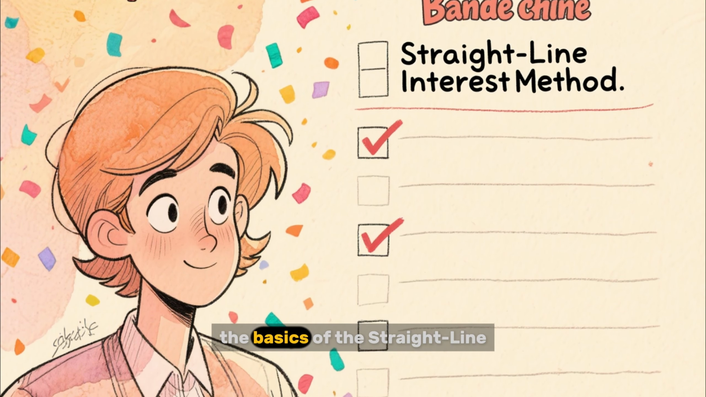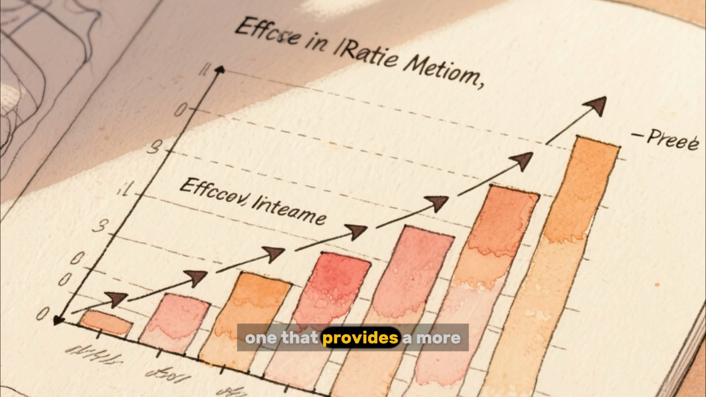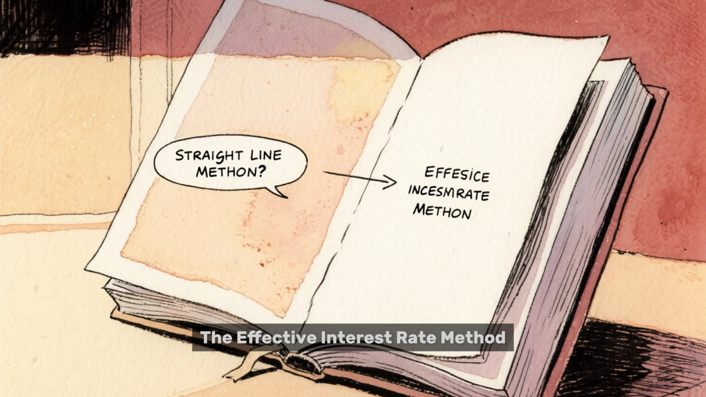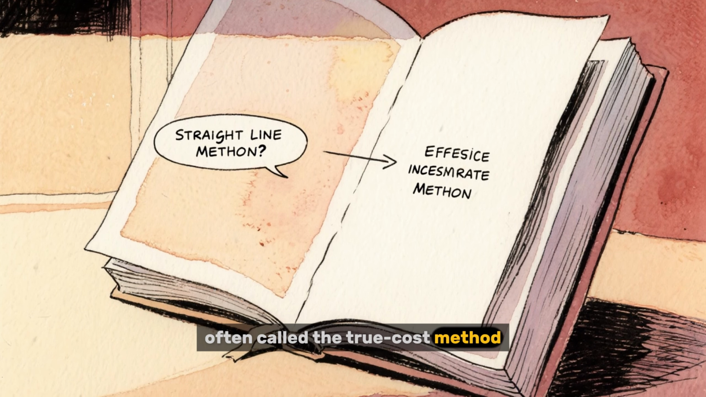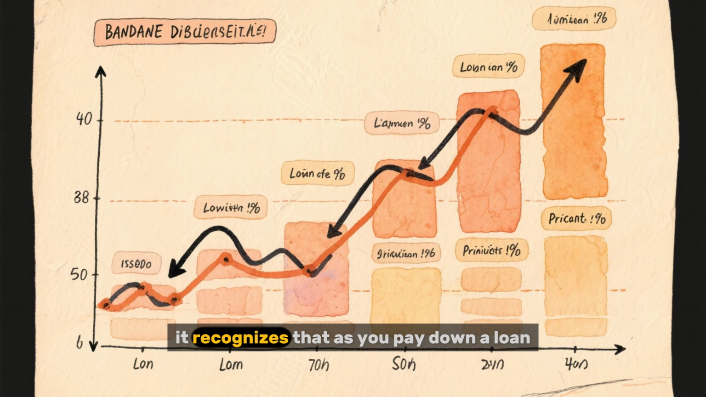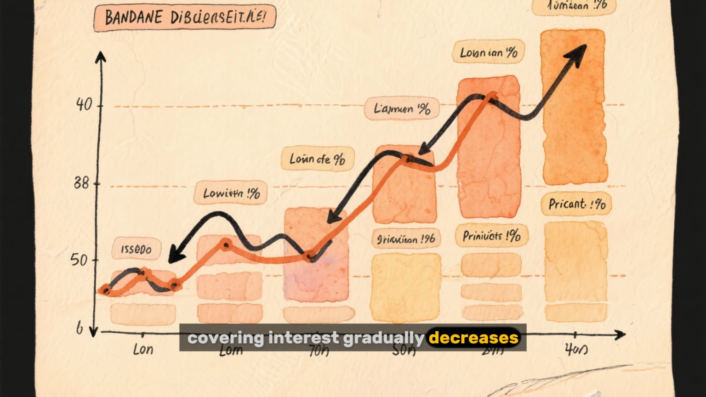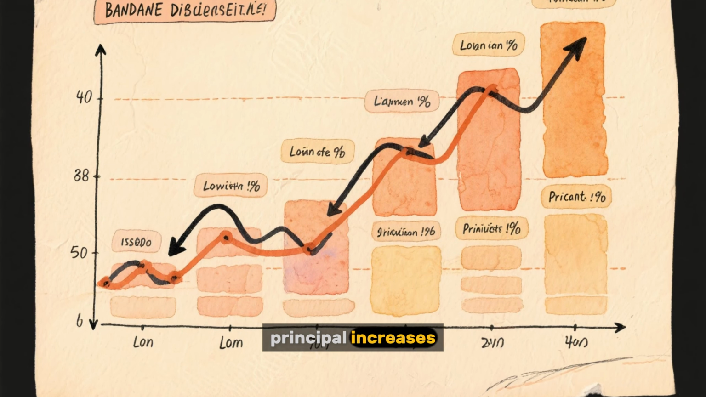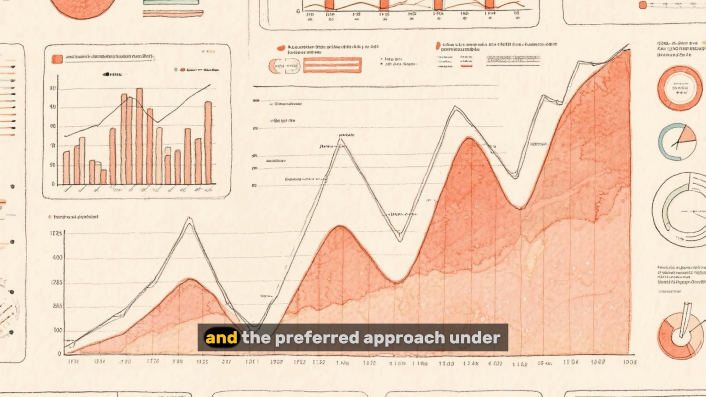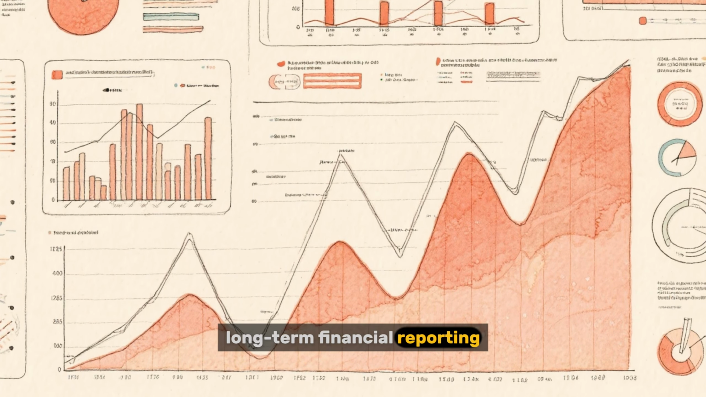And now that you've mastered the basics of the straight line interest method, we'll move on to the next technique, one that provides a more accurate picture of your true borrowing cost over time. The effective interest rate method, often called the true cost method. This approach goes deeper. It doesn't just spread interest evenly. It recognizes that as you pay down a loan, the portion of each payment covering interest gradually decreases while the portion reducing principal increases. That makes this method more accurate, more reflective of real economics, and the preferred approach under both IFRS and GAAP for long-term financial reporting.